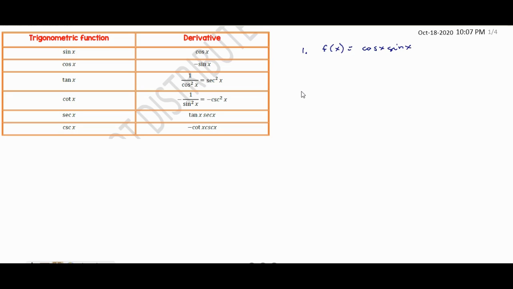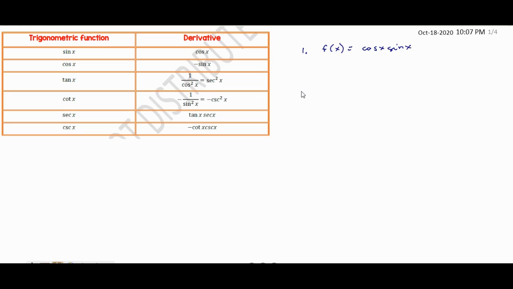Welcome to Virtual CB1A. This is Miss Rena, and today we are going to continue our review on derivatives. This time we are going to talk about the derivative of trigonometric functions. So for the derivative of trigonometric functions, I included here a table of derivatives.